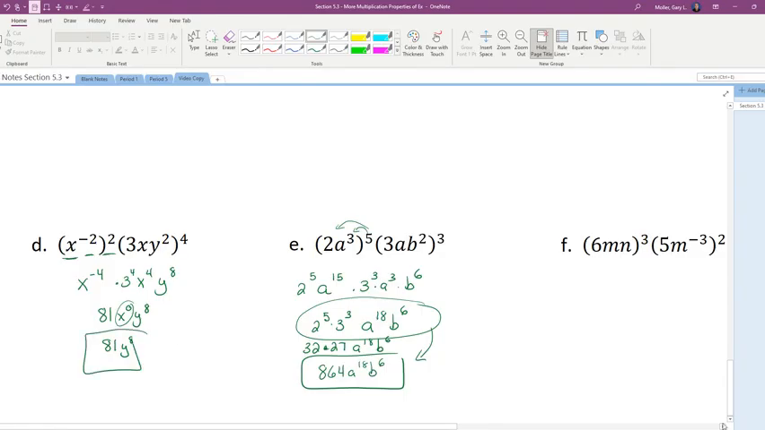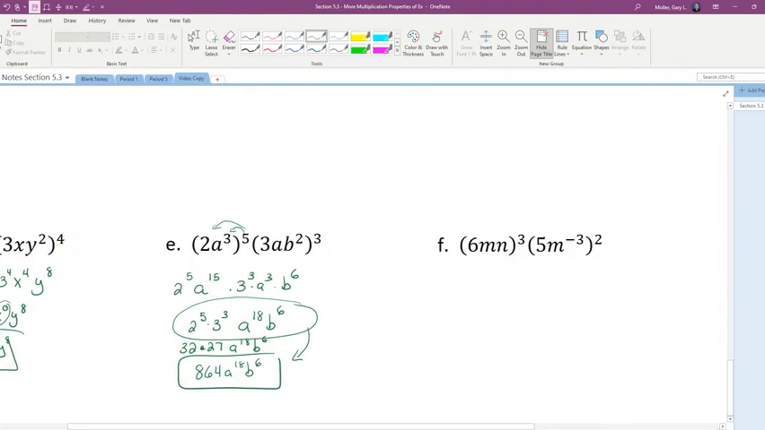All right, and I think this is our last one for today. The 3 goes to all of this, so I've got 6 cubed, m cubed, n cubed, over 5 squared, m to the negative 6th. All right, so again, I think these numbers are going to get a little ridiculous, but there's no way to combine the 6 cubed and the 5 squared together without just figuring out what they are. So let's do that last.